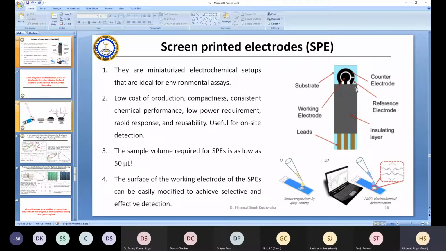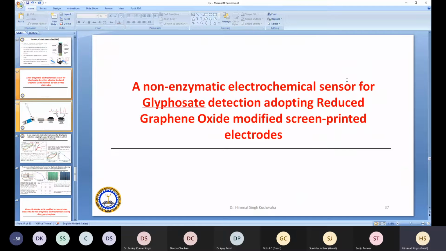And the surface of this SPE can be easily modified or functionalized with nanomaterials or other catalytic materials. This is one of the applications of electrochemical sensors, for pesticide detection, glyphosate pesticide detection, where the screen printed electrode is modified with reduced graphene oxide for sensing glyphosate.